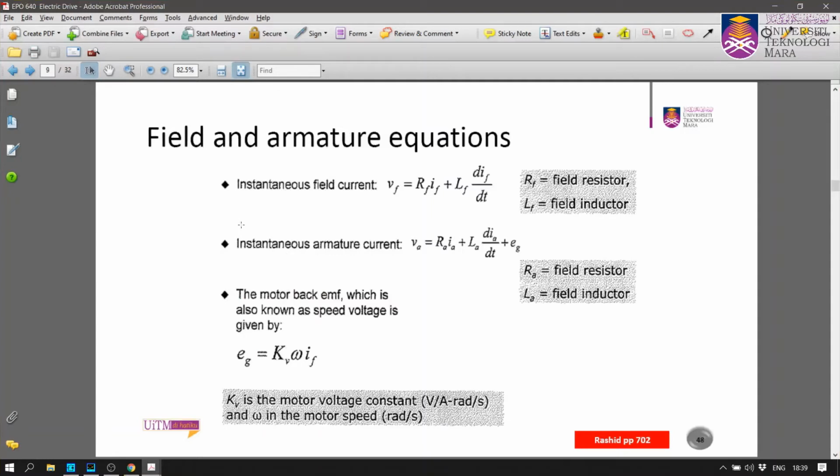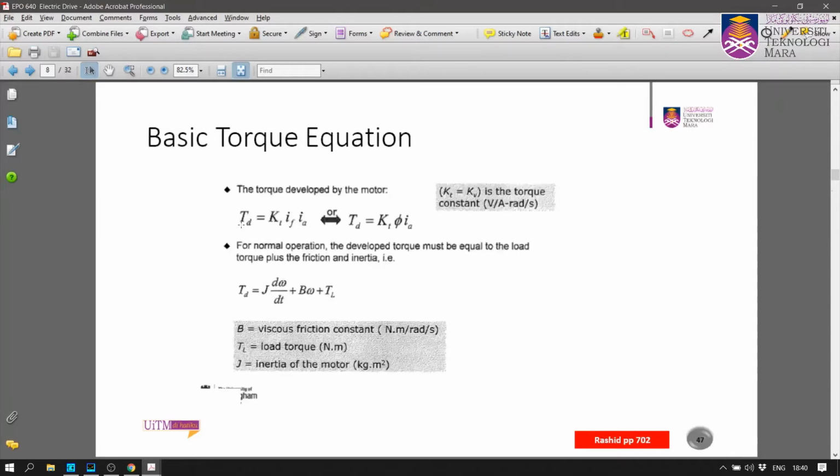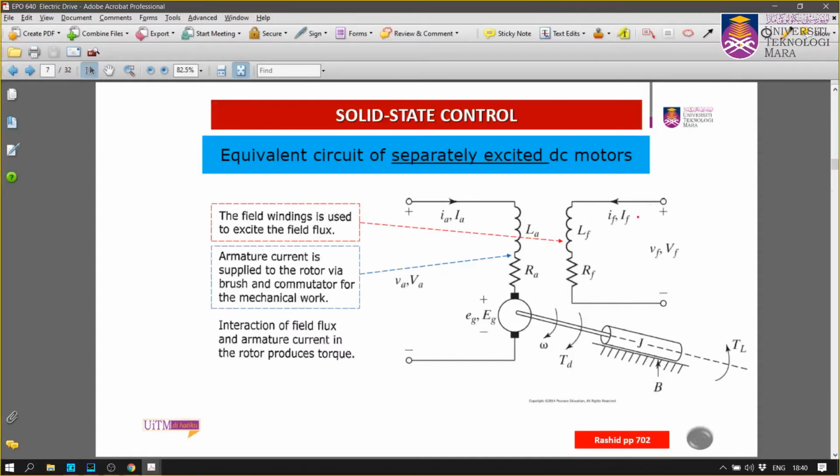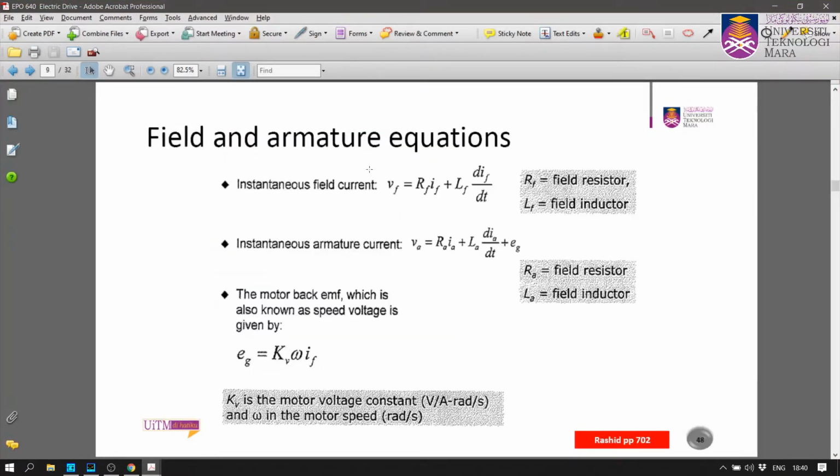Okay, right. Field and armature winding. So if you look at the field winding equation, it will be VF equals RF IF plus LF dIF over dt. So if I may come back here, this is the circuit. So you have VF equals RF IF, plus LF multiplied by dIF over dt. Okay, so that's why you have this equation here.